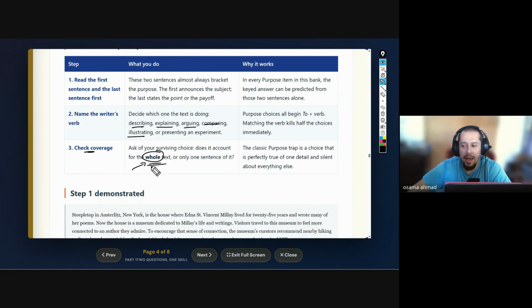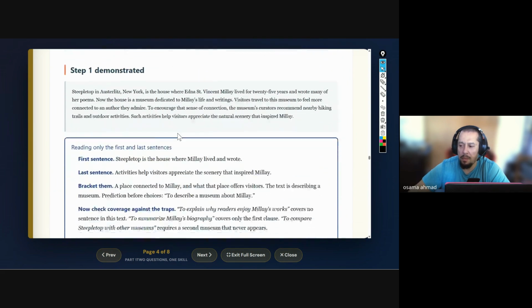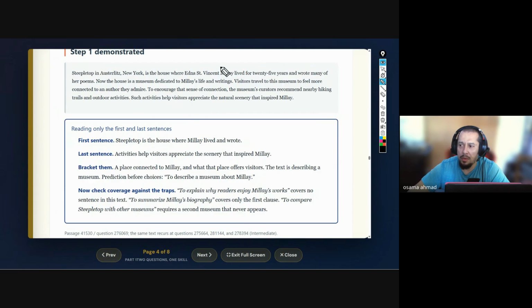So purpose is basically like the main idea, but with one extra step. The main idea asks you what does it say? The purpose asks you why was this said. Now, here's an example, right? And always focus on the first and last sentences. It's 3 or 4 sentences altogether, so it's not a big deal, right?